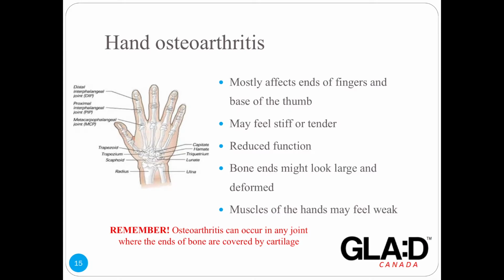You may feel stiff or tender, and that then can result in reduced function. So for example, grabbing a hold of a coffee mug may become problematic. You might not have the ability to grasp it as well. And then you have reduced function and the ability to be confident that you can hold a steaming hot cup of coffee in your hand. Bone ends might also look large and deformed, so you start seeing some changes in how your fingers look. There's sometimes enlargement around those joints. And then also the weakness of your hands, like alluding to the coffee cup too.